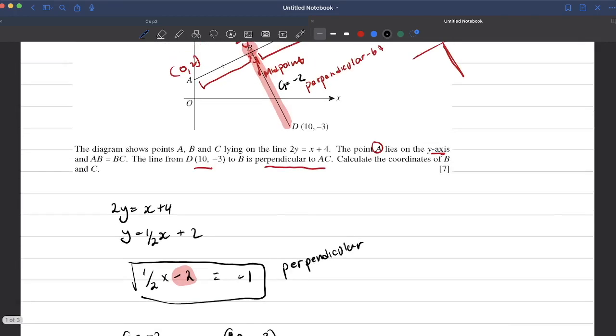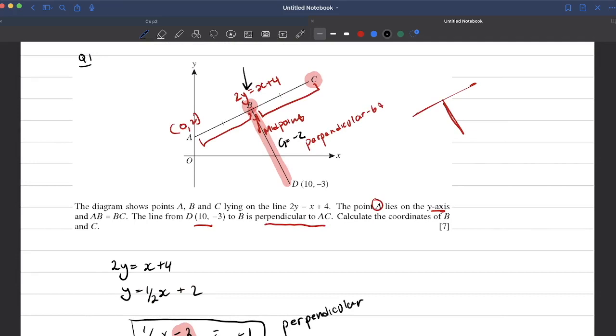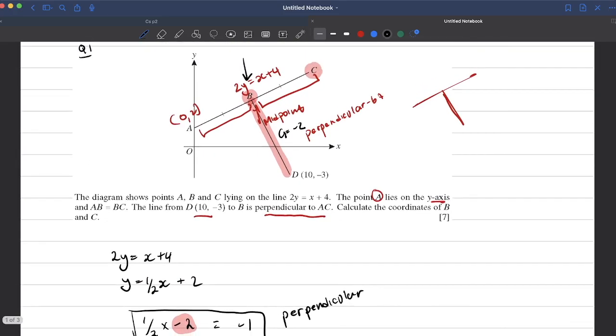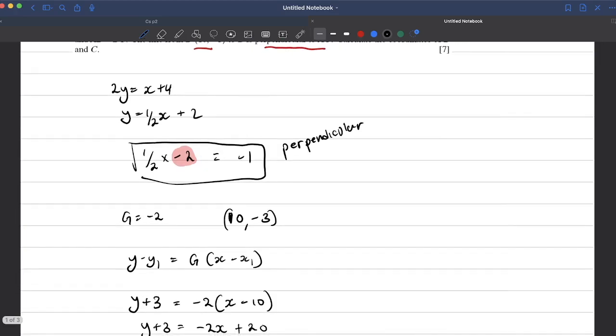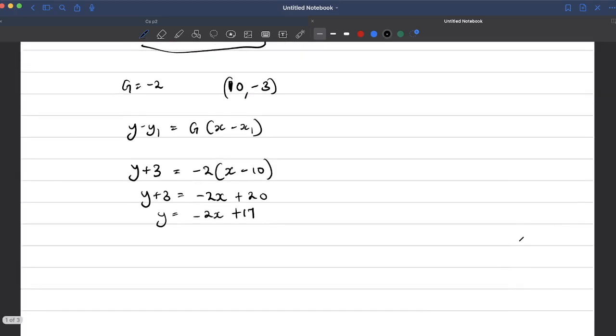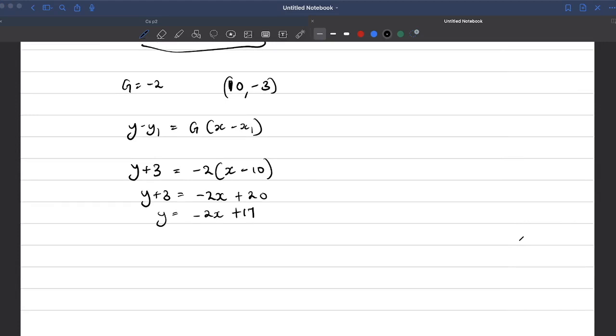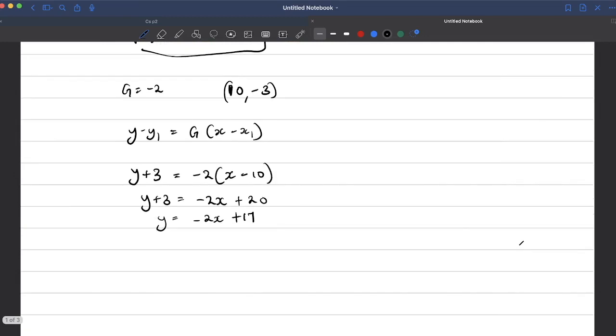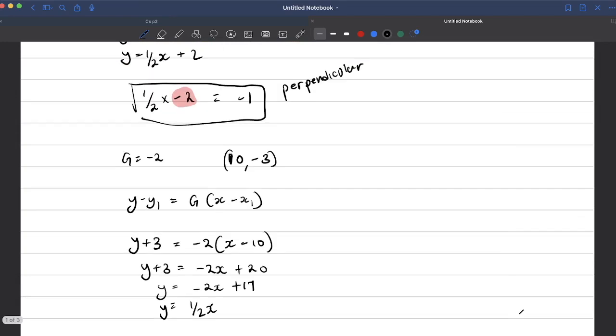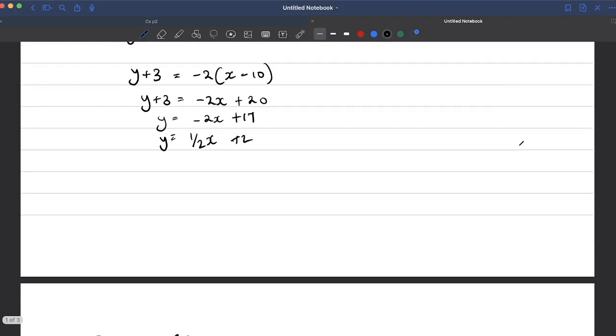Now, I have two equations and they intersect at point B. If they intersect at point B, that means if I find the intersection point, when I equate the two equations together, I will find B. Right? So that's how we can do that. So let's equate these two together and find the point B. Okay, so the two equations are y equals -2x plus 17, and the other one is y equals half x plus 2. I'm going to equate these two together.